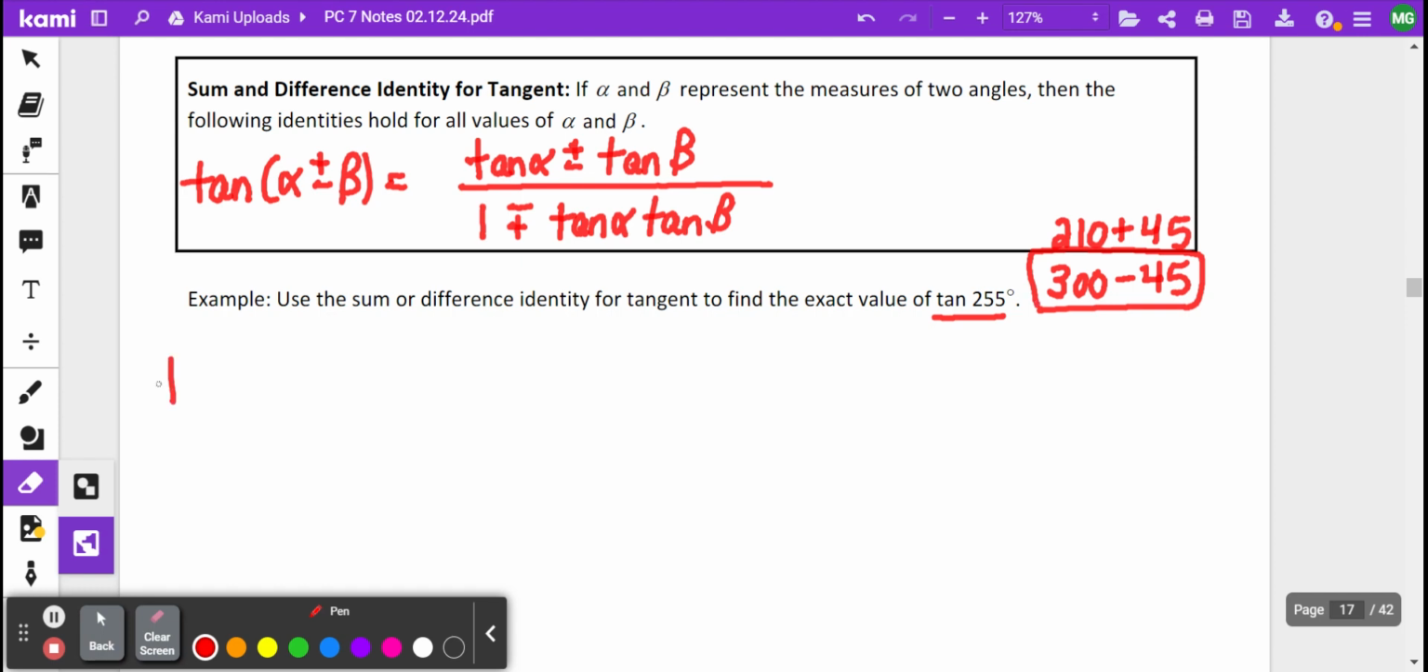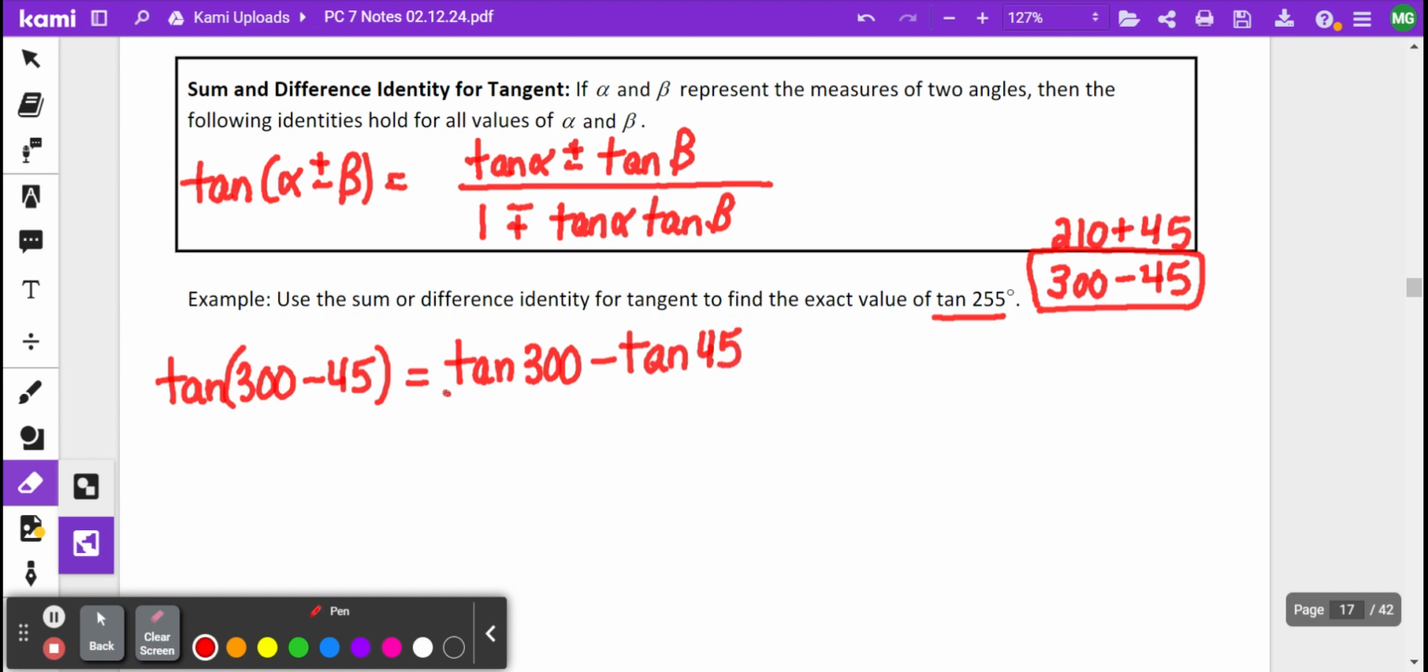So what does that look like? Tangent of 300 minus 45, okay, which is the tangent of 255, equals the tangent of 300 minus the tangent of 45. Again, those signs are the same in the numerator, over 1 plus the tangent of 300 times the tangent of 45.